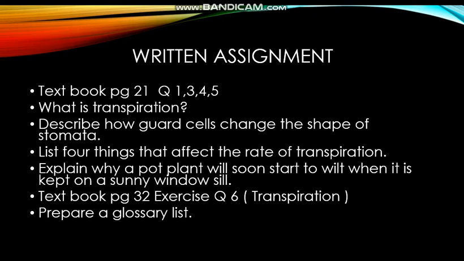After that you have to do textbook page number 32 and you have to solve exercise question number 6 on page number 32. At the end you have to prepare a glossary list, identify the difficult words on these pages and write down the meanings of these words.